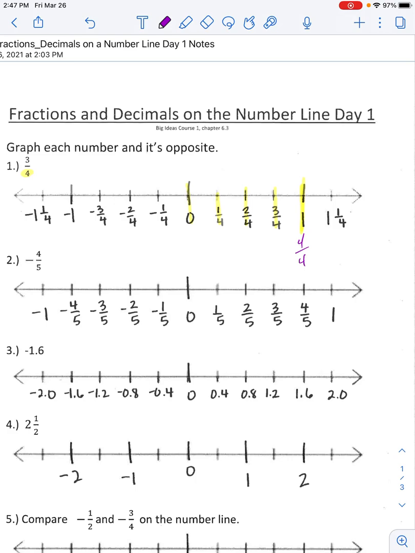So to graph 3/4 on the number line, we're going to go to 3/4. Its opposite would be -3/4. I'll just go ahead and label those.